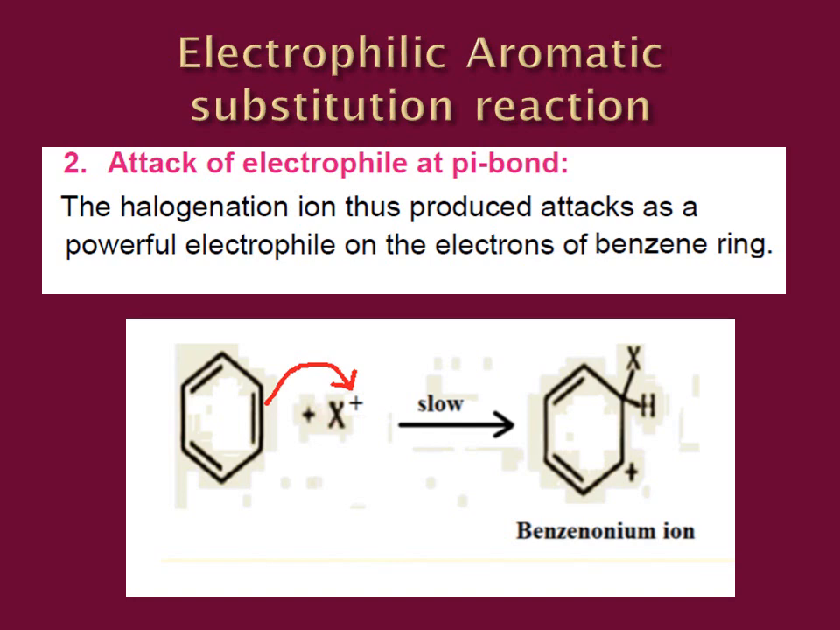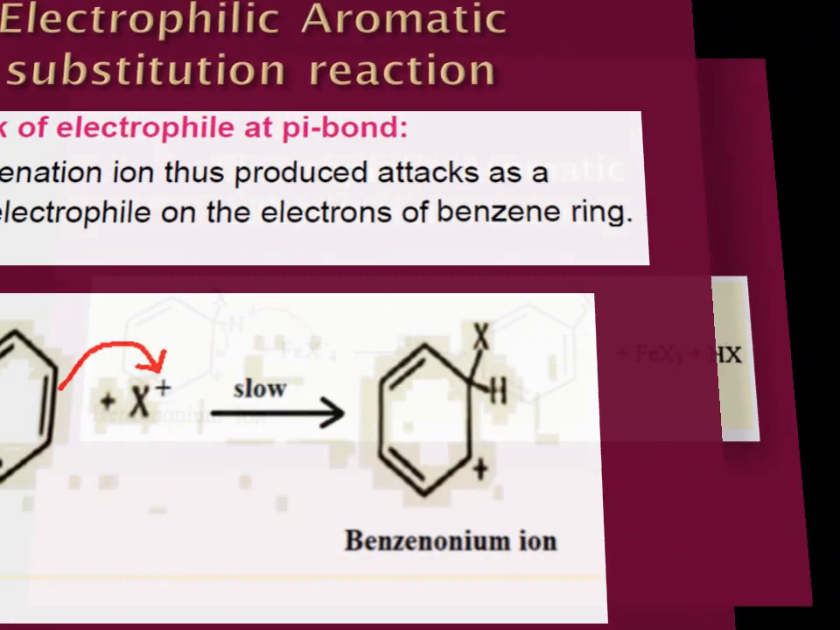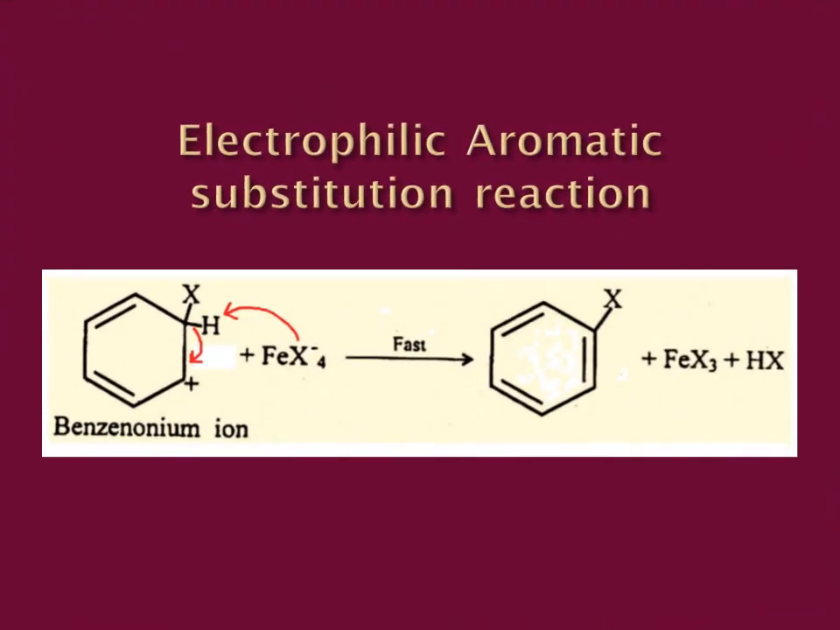Now students, in the second step, FeX4 negative, which was generated in the first step, is going to abstract this proton, just as in the step which we have discussed in the general pattern. The base abstracts a proton. Why? So that the benzene can regain its aromatic character. The bond between carbon and hydrogen is going to shift inside and make a pi bond over here, conserving the aromaticity of the benzene ring.